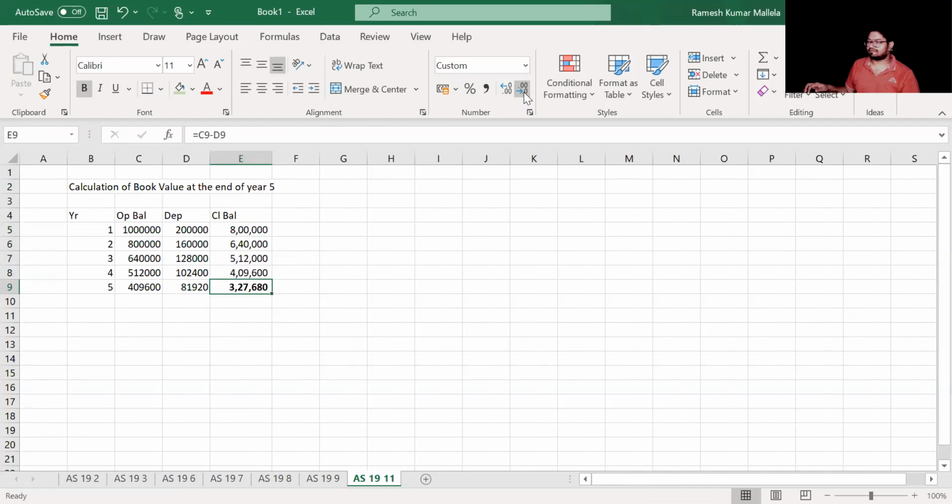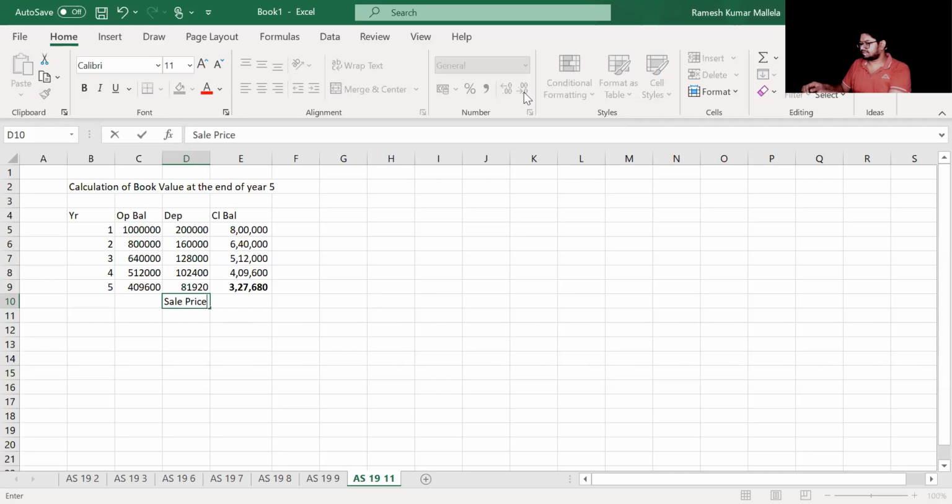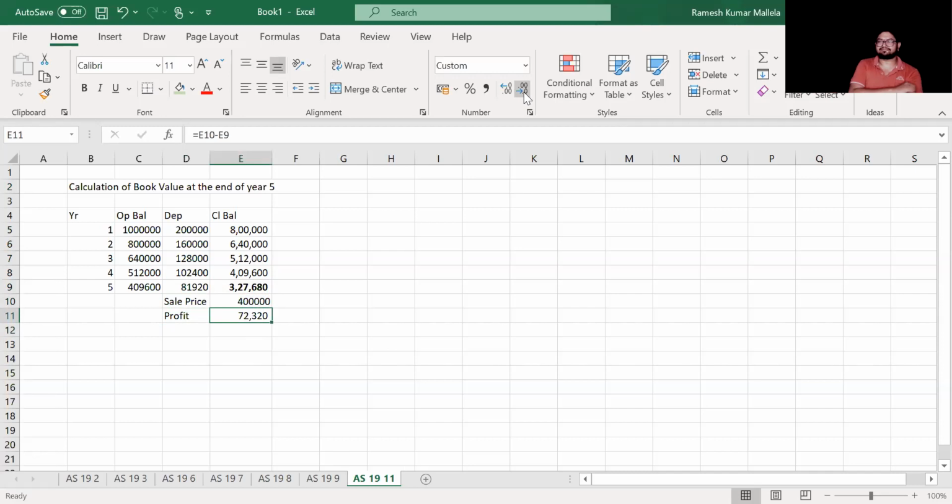Okay. 3,27,680 rupees worth of asset. I'm selling it for 4 lakhs, yes or no? So sale price is 4 lakhs. So I get a profit of this minus this, which is 72,320. 72,320 is my profit which I am making on sale of this particular asset.